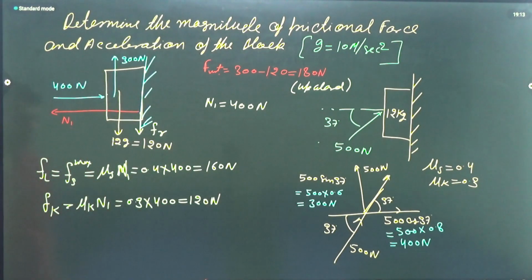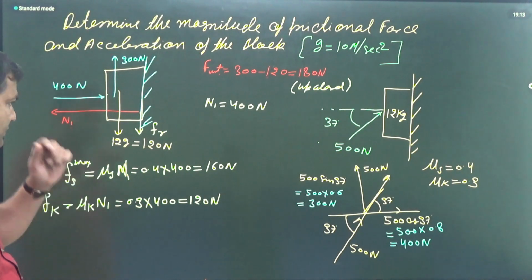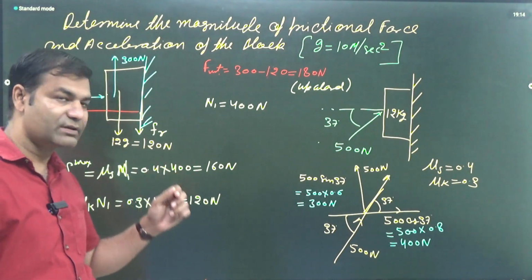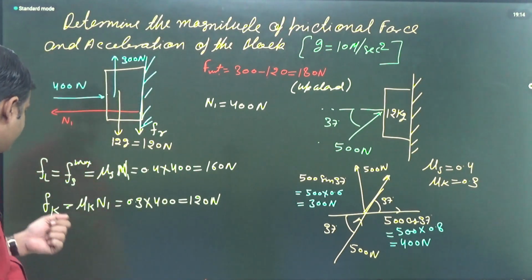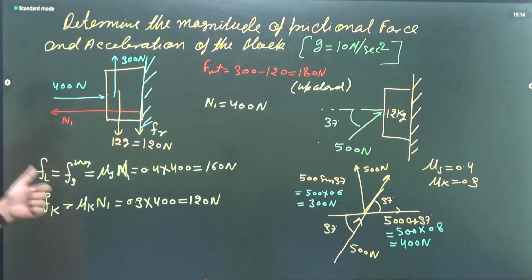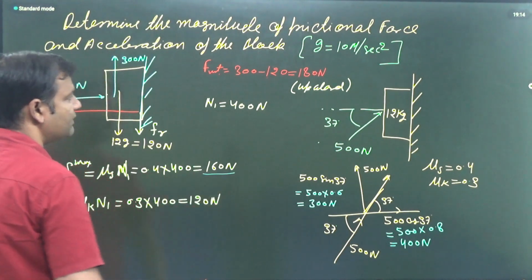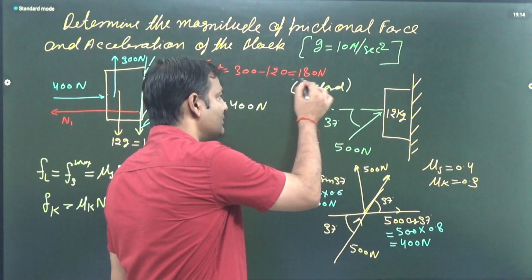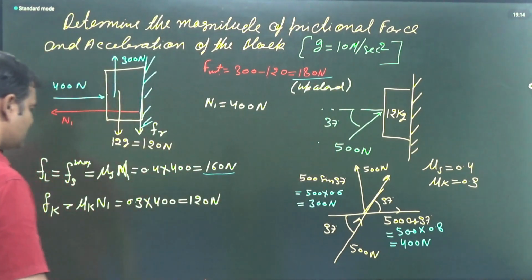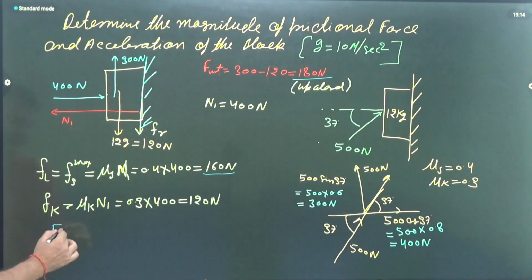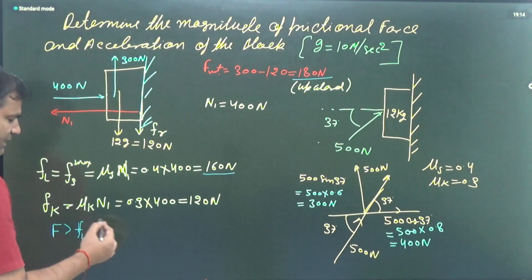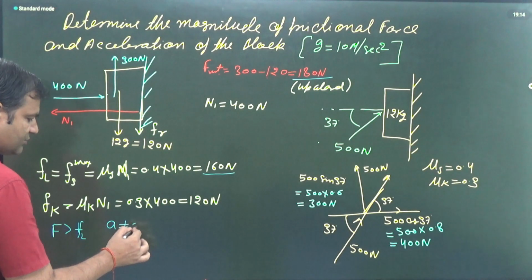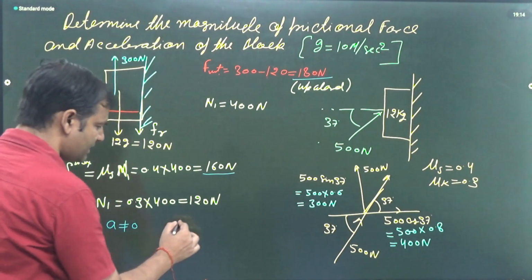Now, next target, is the applied force greater than the frictional force or not? Limiting frictional force is 160 newton. What about the applied force? That is 180. It means motion is allowed. F is greater than FL. So you can say that A is not zero. So how can we determine A?